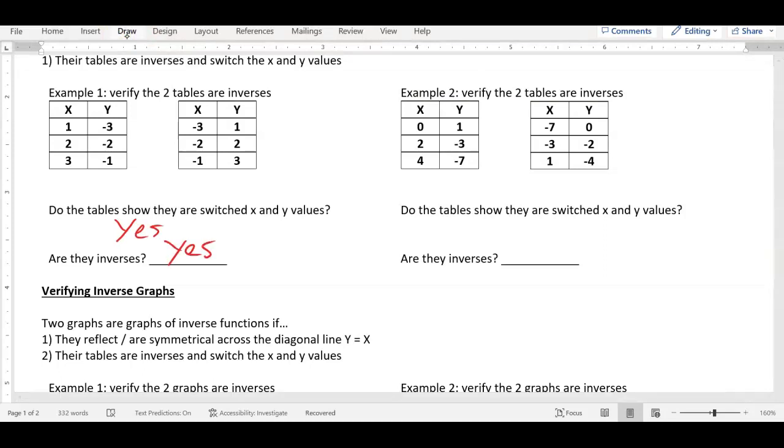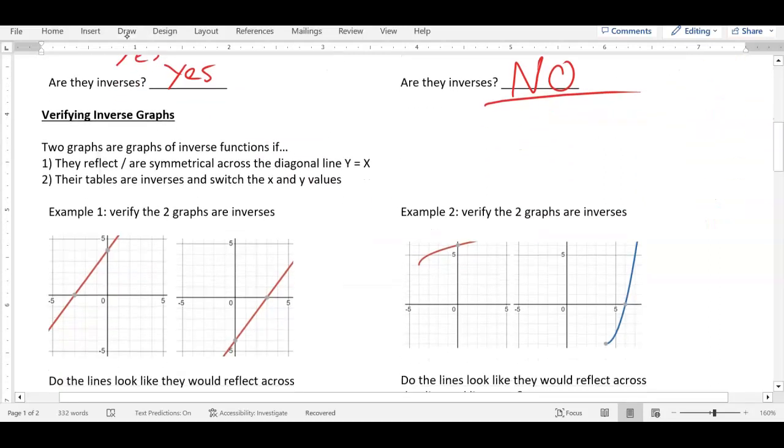No big deal. What about example 2 to the right of that? Is this table and the table to the right of it, are those flips of each other? I see 0, 1, flip it over, it's not negative 7, 0. So that's not the same. And then 1, negative 4, that's not the same when you flip it. No. So are they inverses? No. Okay, so is everyone able to tell? You just flip a table to see if it's an inverse and you're verifying it. You're just telling me yes it is or yes it is not, okay? Now what about graphs?